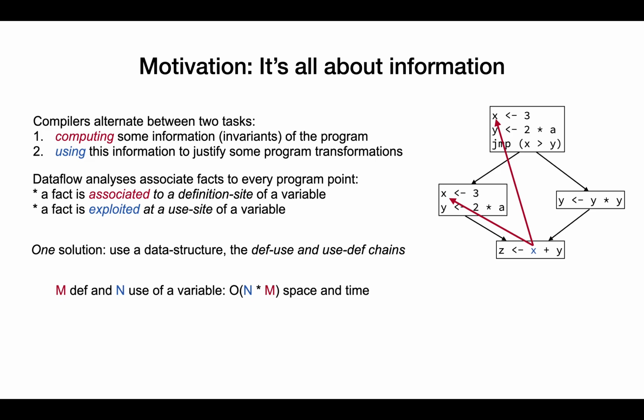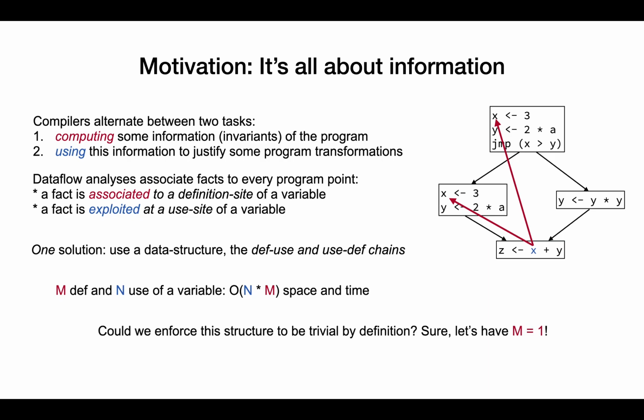So the idea behind static single assignment is basically to say, could we make this data structure completely trivial, completely explicit in the syntax of the program? And intuitively, one way to achieve so would be simply to have m equal 1, meaning that each syntactic variable is only defined once.